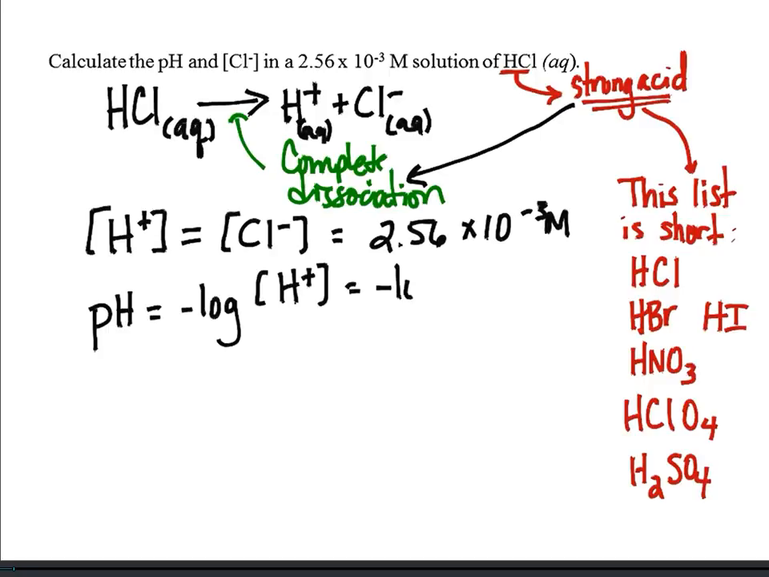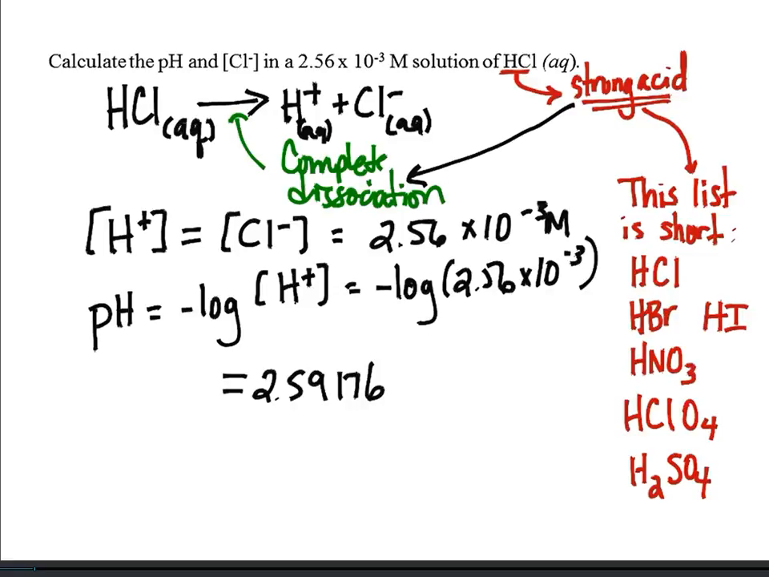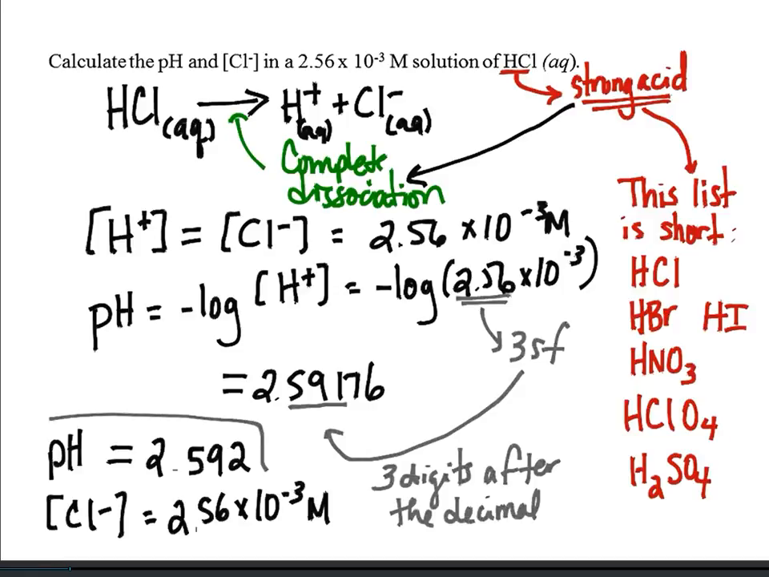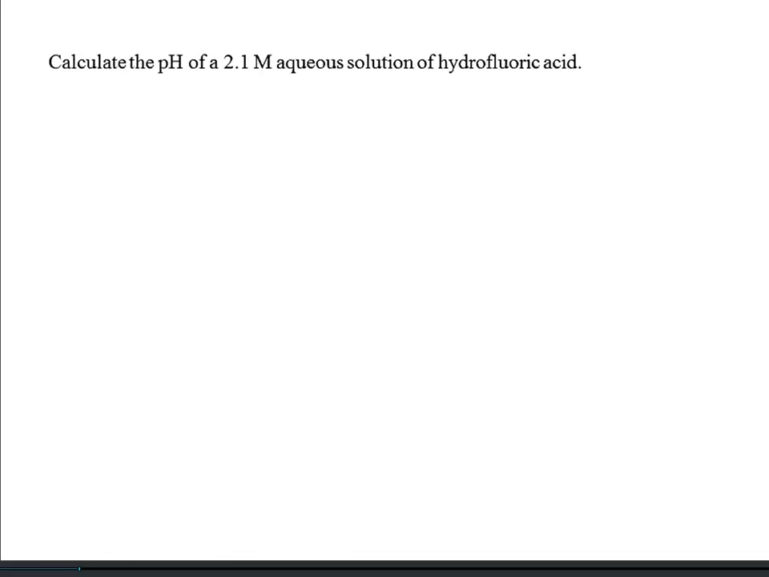The pH is the negative log of that number. Negative log of 2.56 times 10 to the minus 3. You plug that in your calculator, and you should get 2.59176. Now our significant figure rule for logarithms is that 2.56 times 10 to the minus 3 has 3 significant figures, which means you're going to have 3 digits after the decimal point, which is called the mantissa in a logarithm. The 2 is called the characteristic, and it has nothing to do with significant figures. So 2.592 is our pH, and the chloride ion concentration is just equal to whatever the original concentration of hydrochloric acid was, because it completely dissociates.